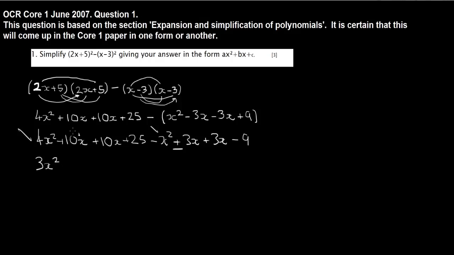Then the x's, we've got 10x there, plus another 10x there, plus a 3x there, plus another 3x there, which gives us plus 26x. And then the numbers, we've got a plus 25 and a minus 9, and that gives us plus 16.